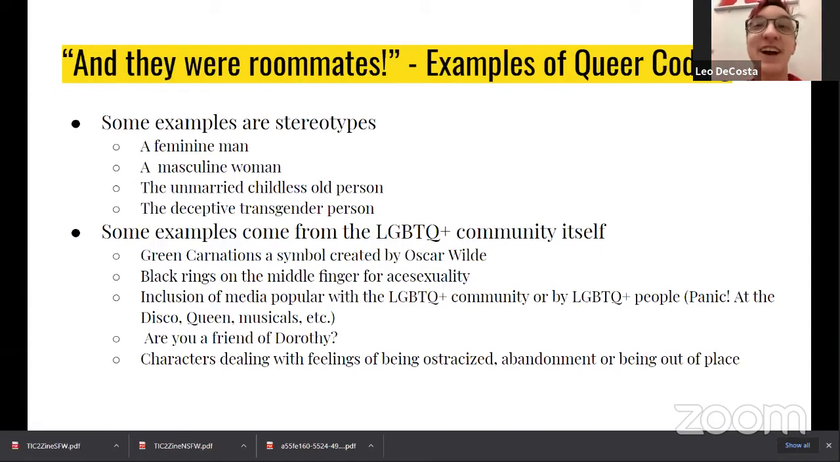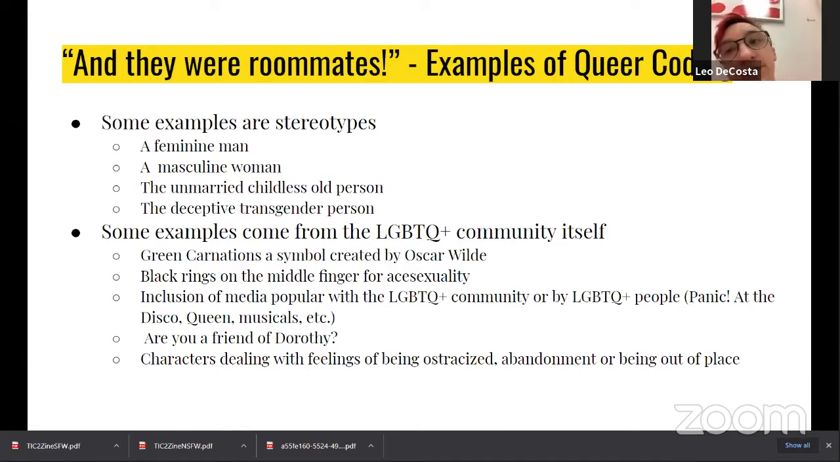Sorry, the famous Vine, and they were roommates. So there are some examples of queer coding. Some are obviously stereotypes like the effeminate man or the masculine woman or the unmarried childless old person or the deceptive transgender person. So these obviously come from stereotypes, which range from true to dangerous.